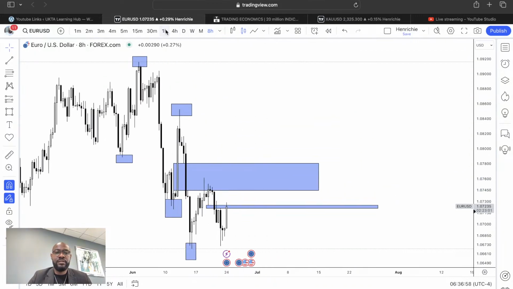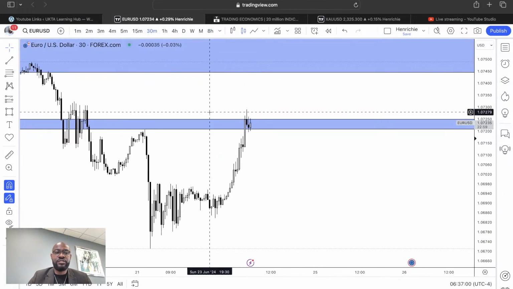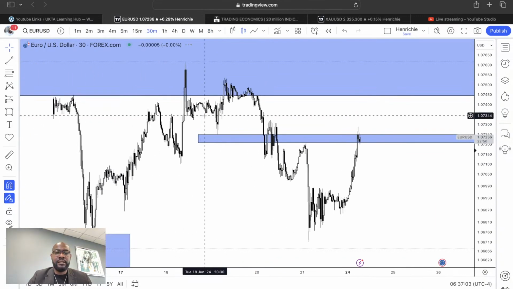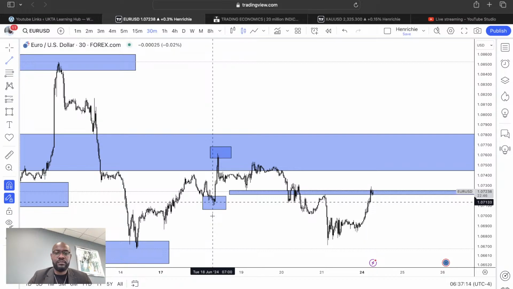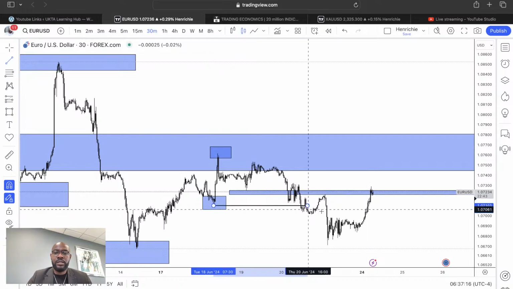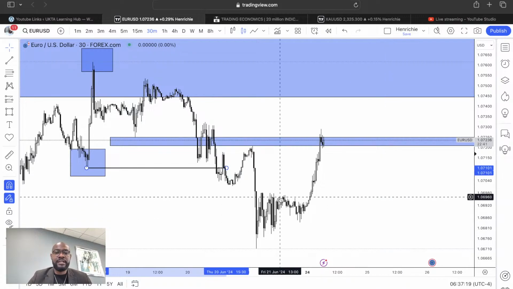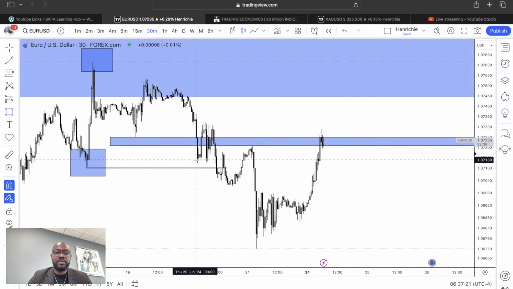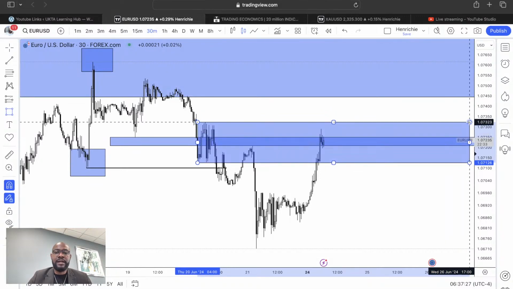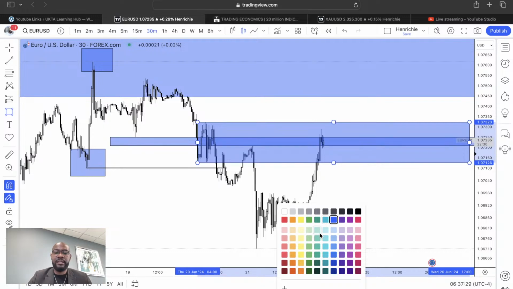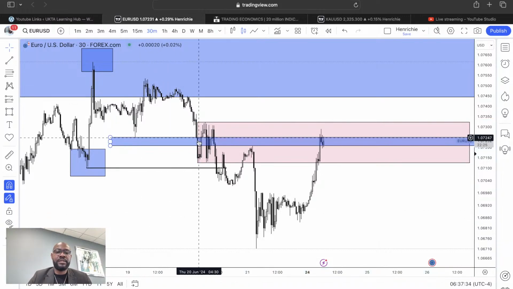After that mitigation, we want to see a 30-minute shift of market structure to the downside, and right here we created a low and then a high, and right here we'll have a break of structure to the downside. This was the last down close candles. So if we're gonna go to the downside on Euro US dollar, this is gonna be the key level for us to anticipate a potential rejection.